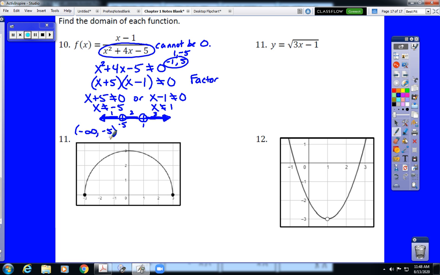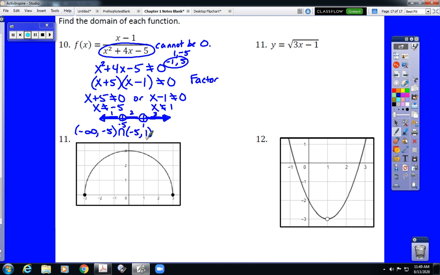Then every value between negative 5 and positive 1 is fine. So we'd say union negative 5 to 1. They're both rounded parentheses because those are both open circles. And starting at 1, we can go all the way to infinity, and the rest of those numbers are good. Okay? That's how we deal with holes in our domain. That's how he said he wants it done, the calc teacher, so that's what we're doing.